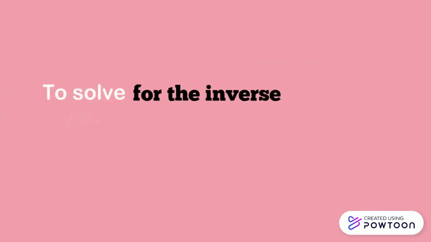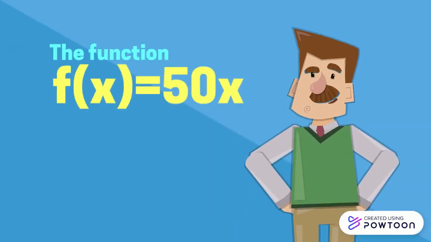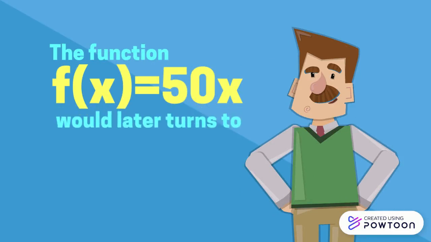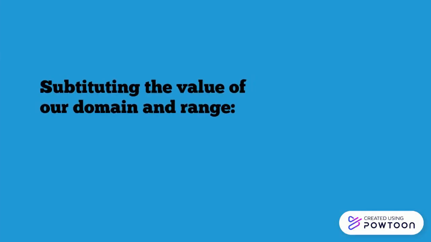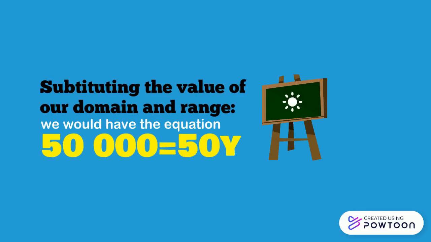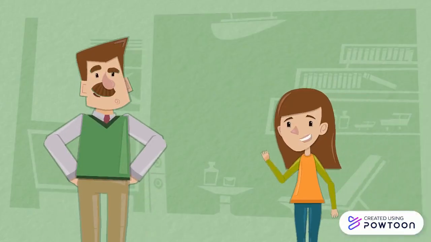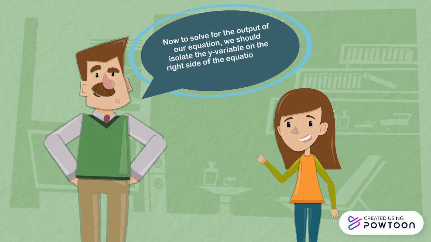To solve for the inverse, you should interchange the x and the y of the function. The function f(x) = 50x would then turn into x = 50y. Substituting the values of our domain and range, we would have the equation 50,000 = 50y. Now, to solve for the output of our equation, we should isolate the y variable on the right side of the equation and divide 50,000 by 50.